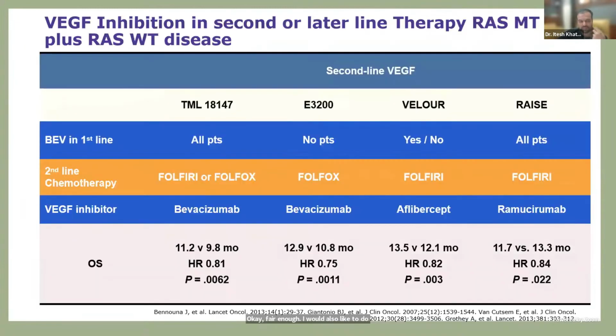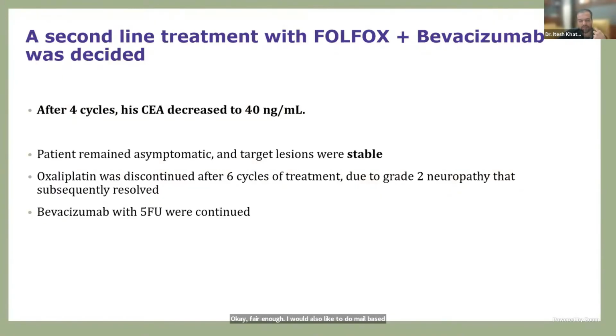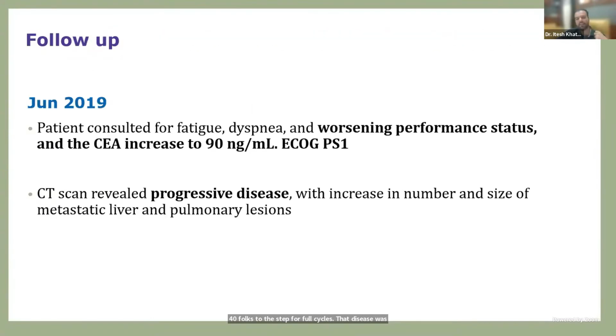And this patient was given bevacizumab with chemotherapy, FOLFOX plus BEV. After 4 cycles, the disease was stable, and oxaliplatin was discontinued. So the patient was continued on 5FU plus BEV. I would just like to run fast. We have just 5 minutes left. After a total of 8 months of therapy, the patient again progressed with multiple liver and pulmonary lesions.